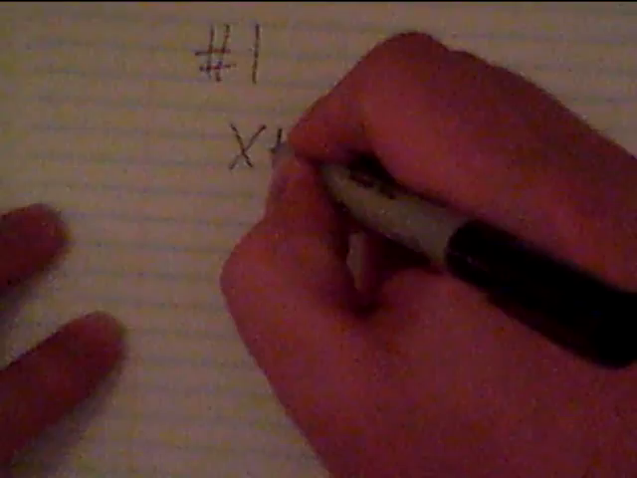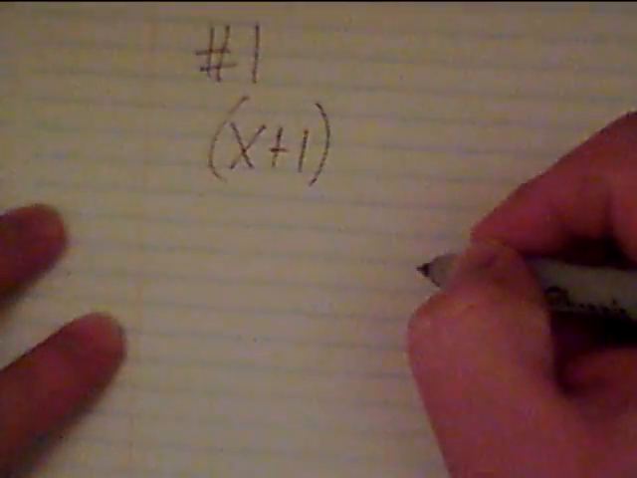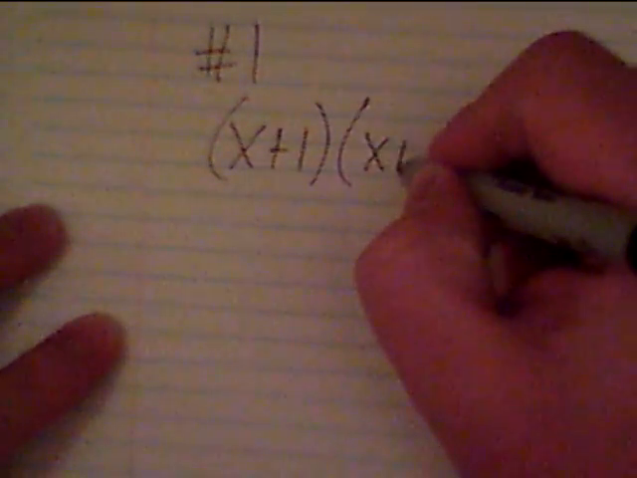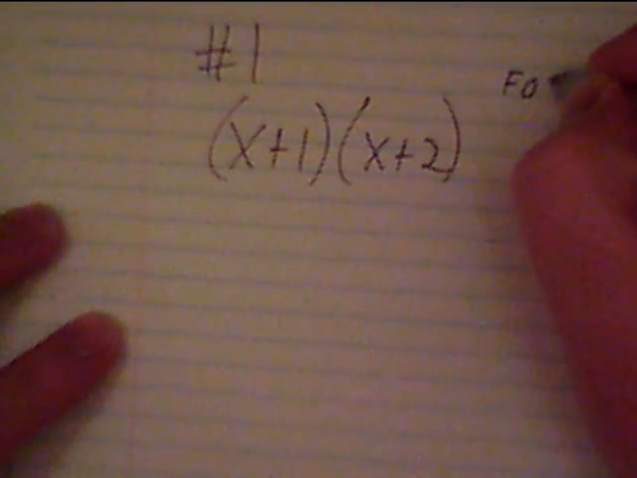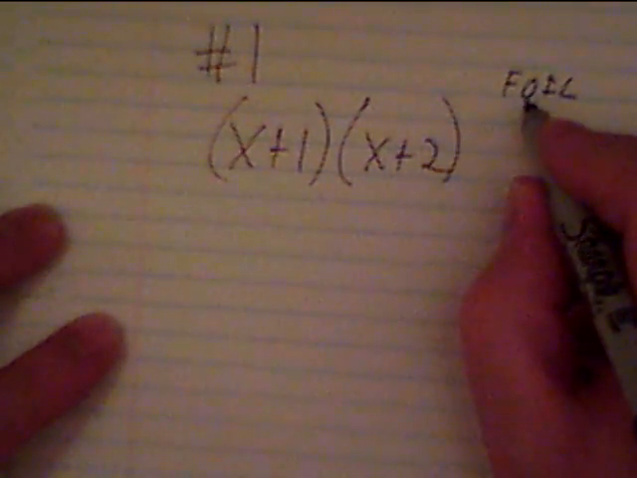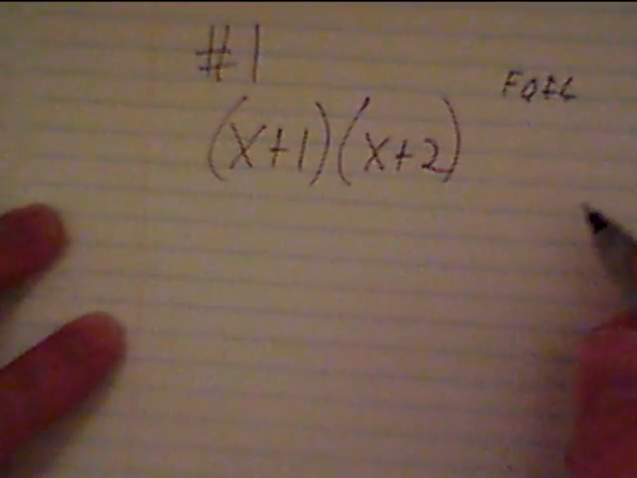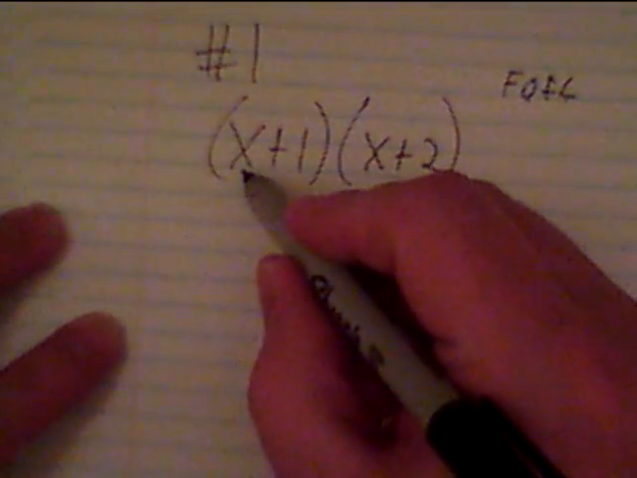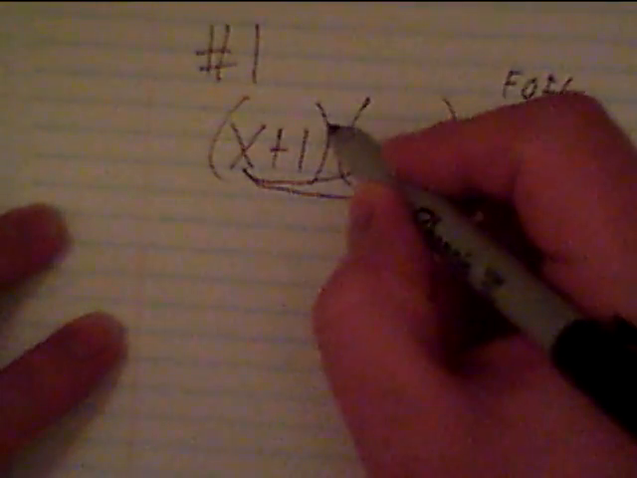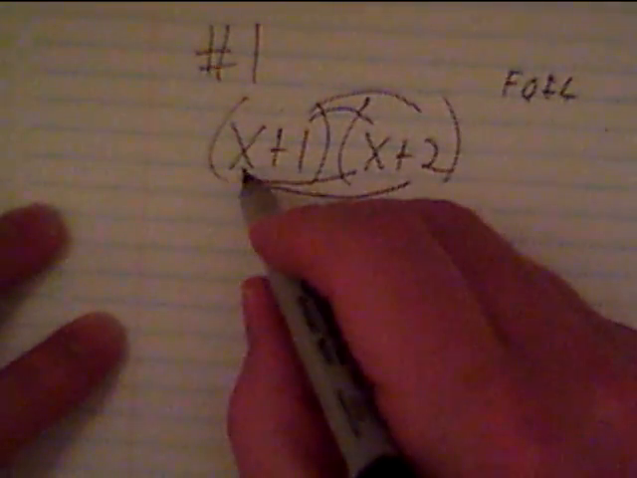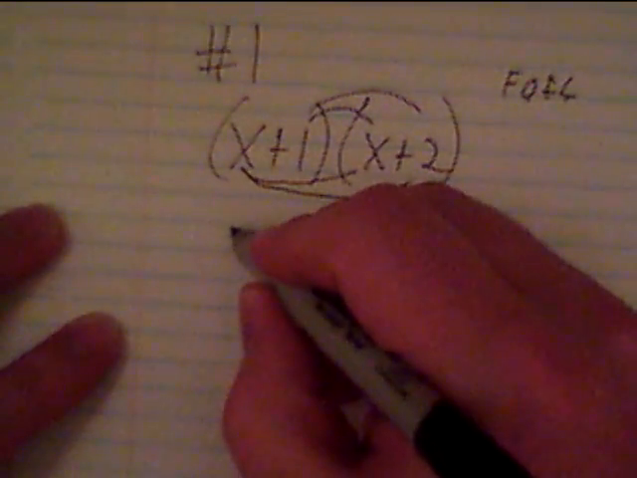Let's see, number 1, we have x plus 1 times x plus 2. So remember the FOIL method, F-O-I-L: first, outer, inner, last. So we're going to multiply these first terms, the outer terms, the inner terms, and the last terms. So we're going to get x times x, or x squared.